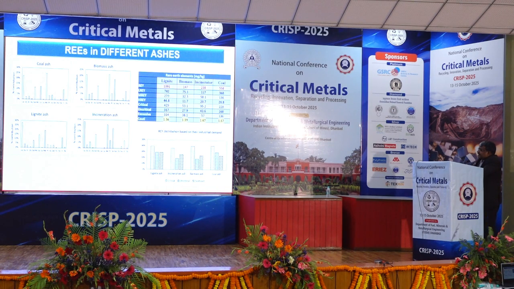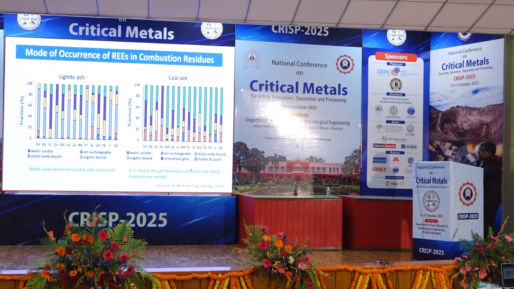The distribution is fairly the same across the different ashes. The critical to excessive distribution is fairly the same across the coal ash and lignite ash. Coming to the chemistries, what is the mode of occurrence? Whether it is metal oxide bound or it is in mullite and quartz. If it is present in mullite and quartz, it's very difficult to extract. If it is in the metal oxide, we can easily extract.